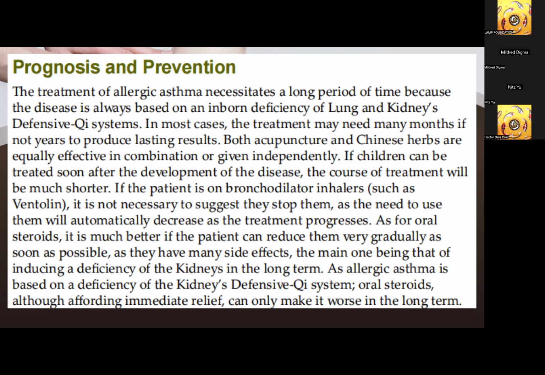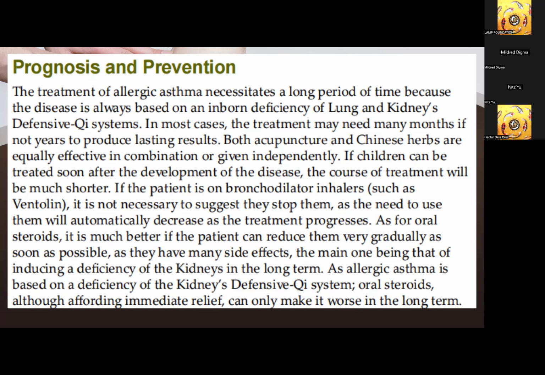If the patient is on bronchodilator inhalers such as Ventolin, it is not necessary to suggest they stop them, as the need to use them will automatically decrease as the treatment progresses. So, hindi bigla-bigla, huwag tatanggalin, makinig po sa doktor minsan.